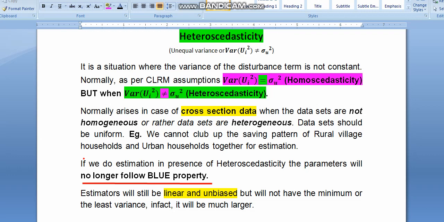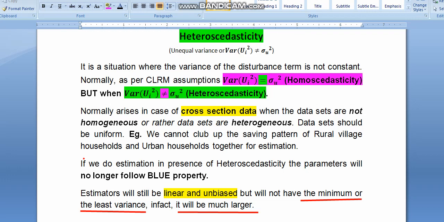Otherwise, our estimators are not interpretable, or it is not the correct estimate of the parameters. But what we get, even if we estimate in the presence of heteroscedasticity, is that the estimators are still linear and unbiased. That means there won't be much difference between the sample parameter and the population parameter when you talk about unbiasedness. The major problem we find is that the minimum variance, the best in the BLUE property, will not be the least. In fact, it will be much larger when you try to estimate the parameters in the presence of heteroscedasticity.